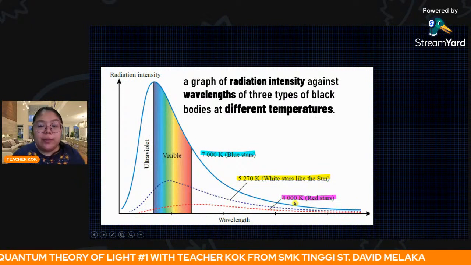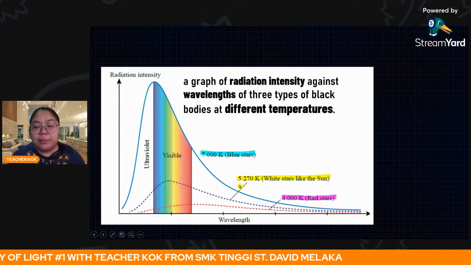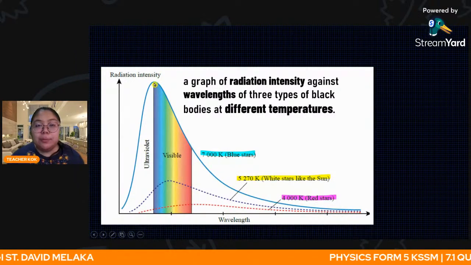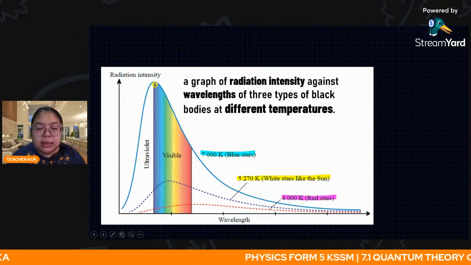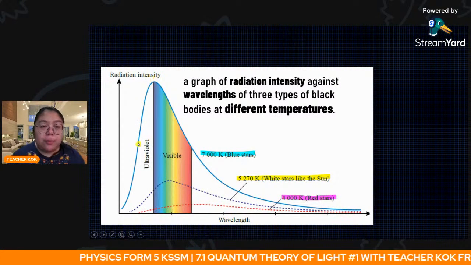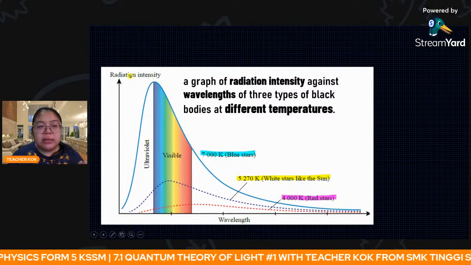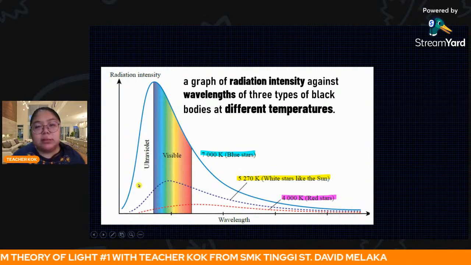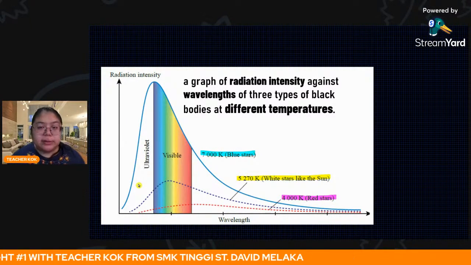Then they continue with the blue star. Blue star means blue color. From here they go up until the maximum. That means they find the blue color light intensity. Until there, then they stop, and then they keep dropping. So on the left-hand side, you can see this is all high frequency.